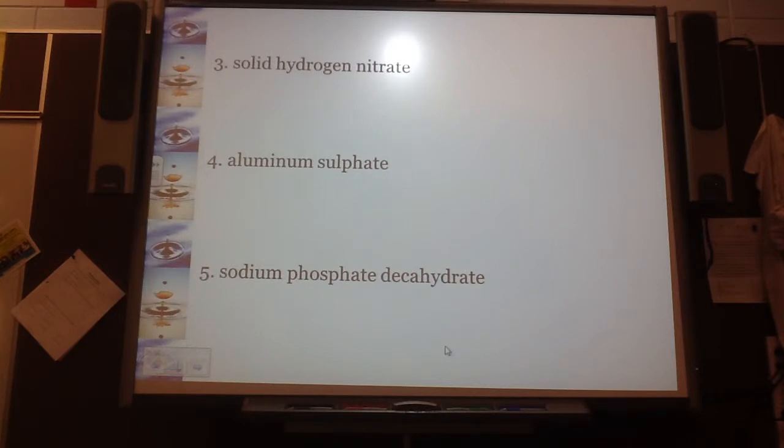Okay, so our solid hydrogen nitrate. When you see this, you should kind of think acid, right? We don't call it an acid at this stage because it's a solid, but say we dissolve it in water now, so that's definitely an acid. So we show our hydrogen ion and our nitrate ion, and it's because this is an acid.